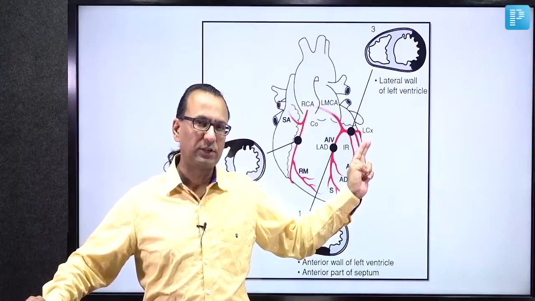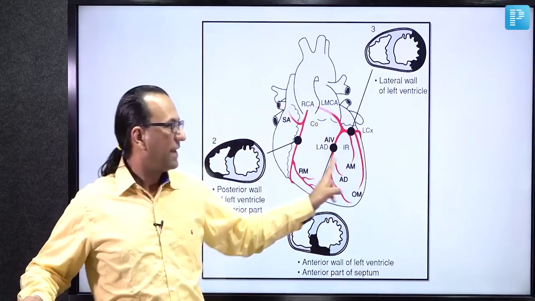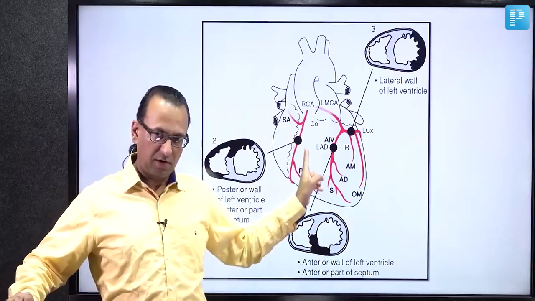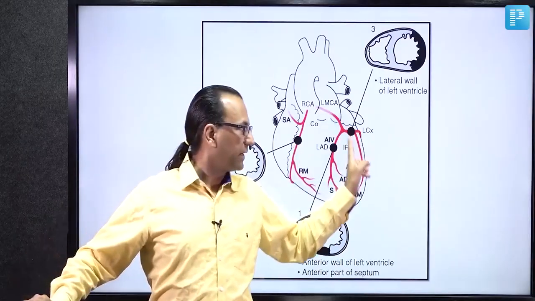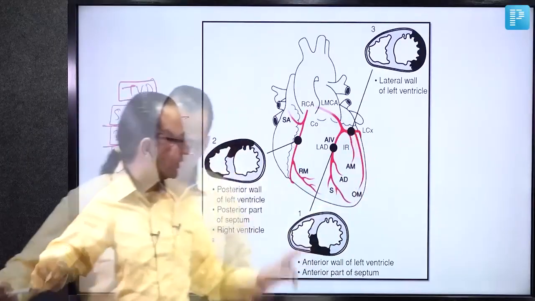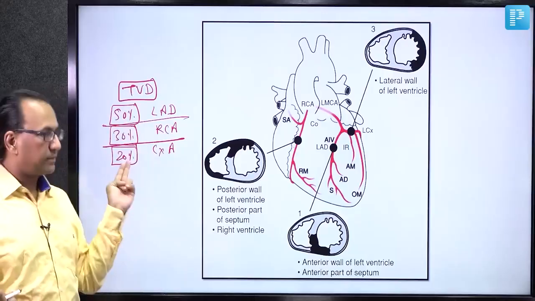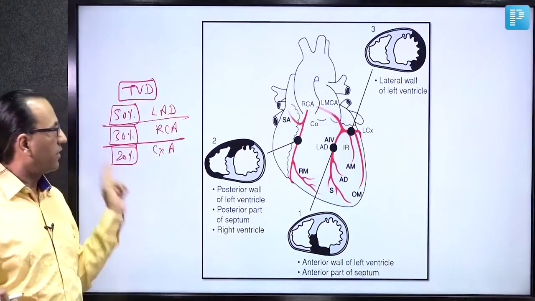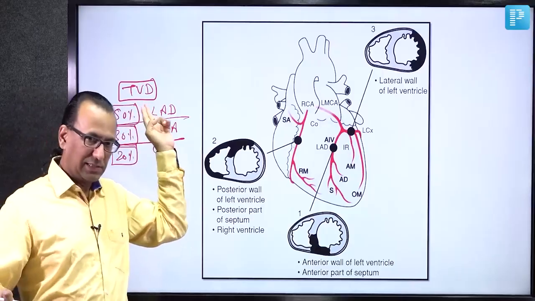We understand that in triple vessel disease, there can be 3 vessels involved. In 50% of patients it will be the LAD which is blocked. 30% people have RCA block, right coronary artery, and 20% people have a block in the circumflex artery. And some people can have all the 3 arteries blocked. If it is the LAD plus RCA plus circumflex artery block, then you will say triple vessel disease.